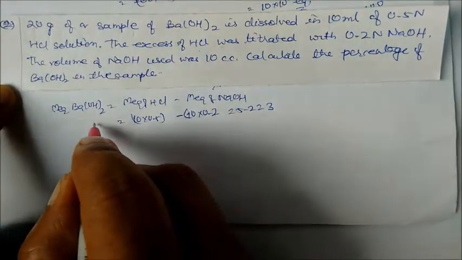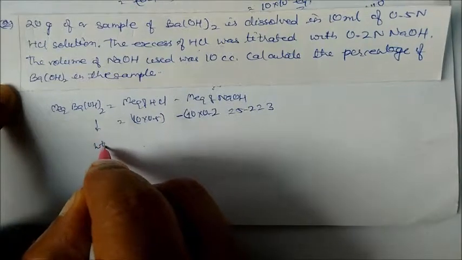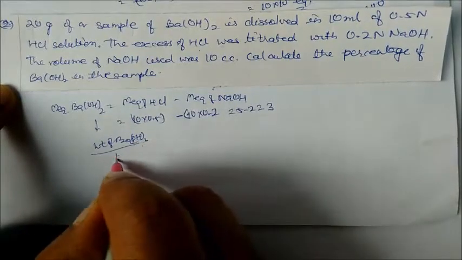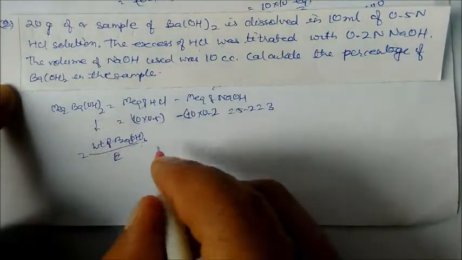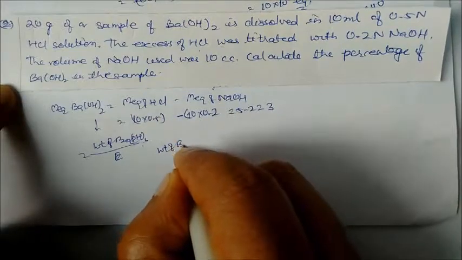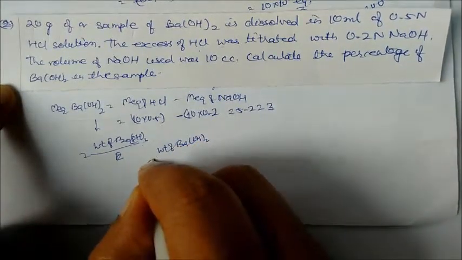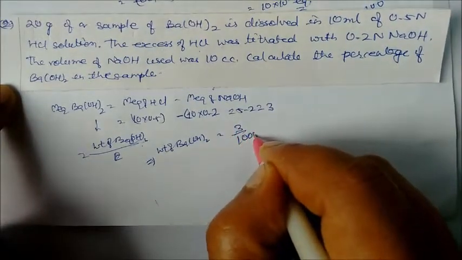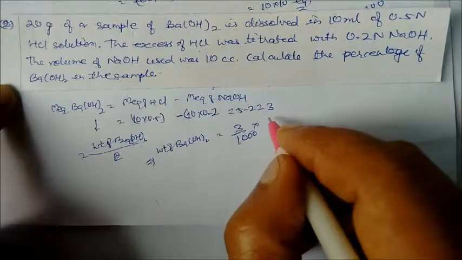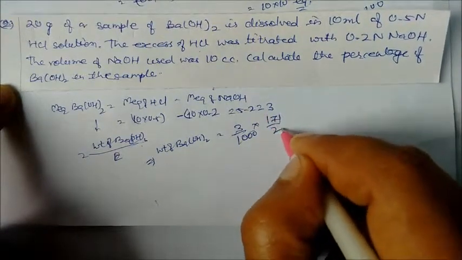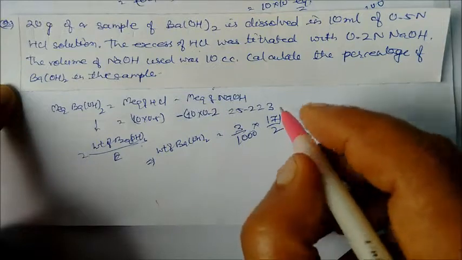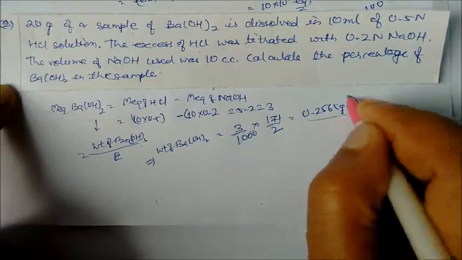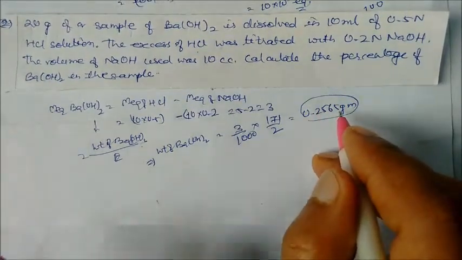Now for barium hydroxide, the milliequivalent is the weight of barium hydroxide divided by equivalent weight. So the weight of barium hydroxide will be 3 by 1000 times the equivalent weight, which is 171 by 2. On solving here we will get 0.2565 grams. This is the weight of the barium hydroxide, and 20 gram is given as the sample.